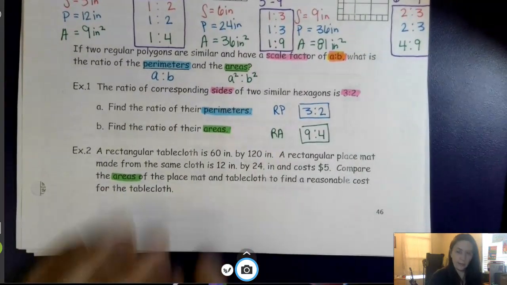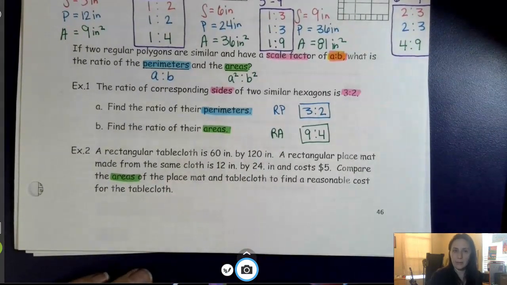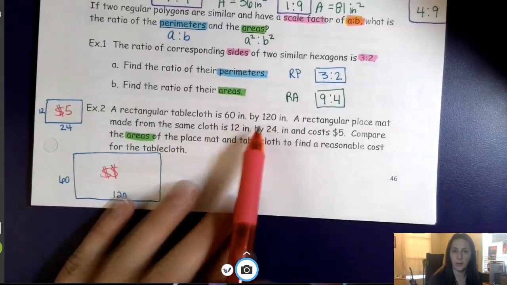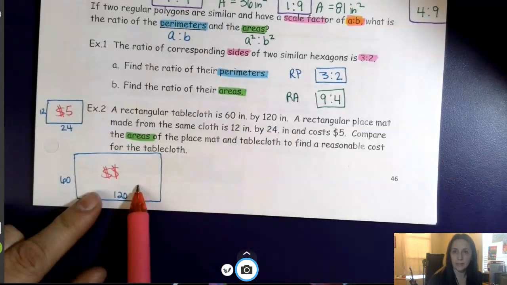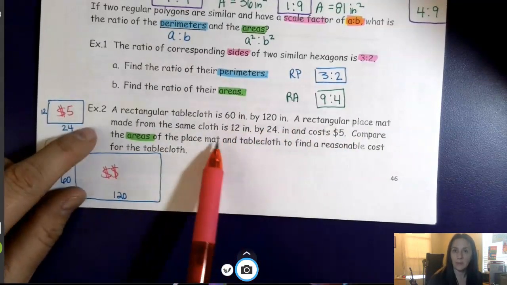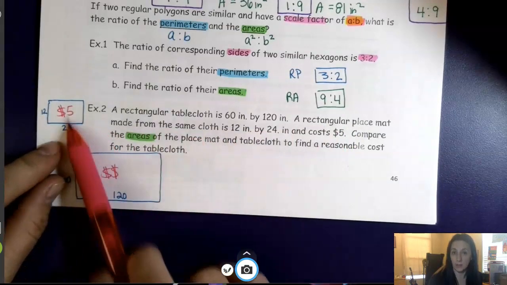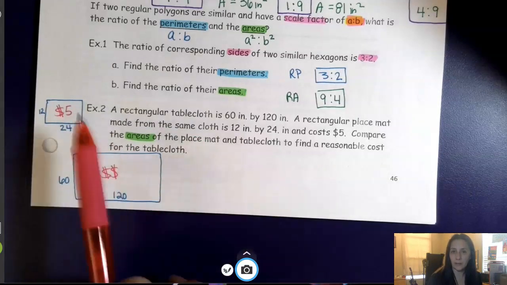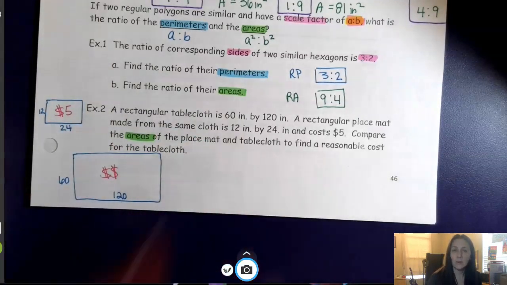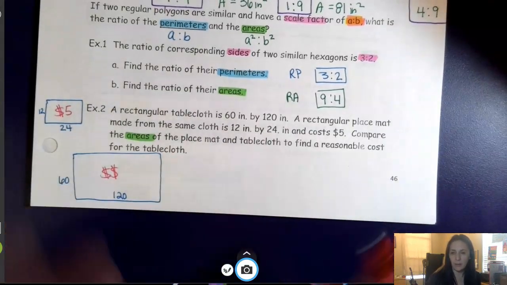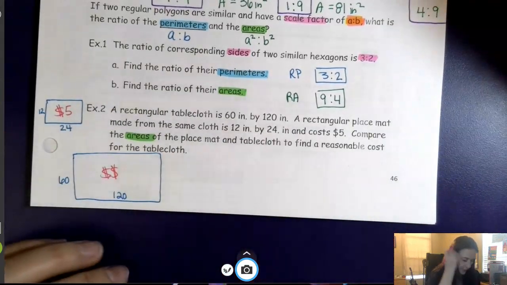So here I have a rectangular tablecloth. I'm going to pause and draw these out for us real quick. Here we have a rectangular tablecloth that's 60 by 120. We don't know the price. We do have a rectangular placemat made from the same cloth that's 12 by 24, that's going to be $5. We want to compare the areas of the two, not drawn to scale, to find what a reasonable cost for the tablecloth might be if we use the same amount of material.